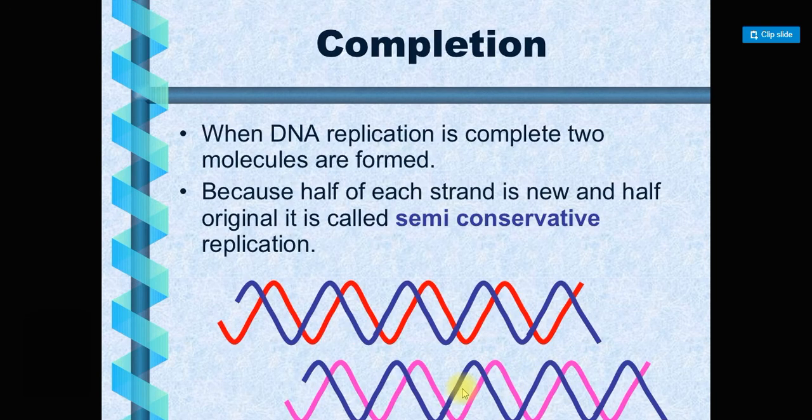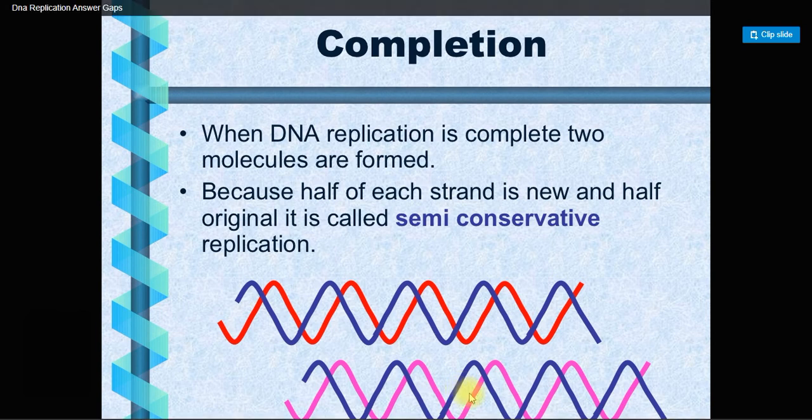When DNA replication is completed, two molecules are formed, because half of each is new and half is original, which is called semi-conservative replication. So this blue line is the old DNA strand, and of the two synthesized molecules, half is the original DNA and this is newly synthesized DNA from the old DNA strand, and this pink one is also newly synthesized DNA from this old one, and this is known as semi-conservative replication.